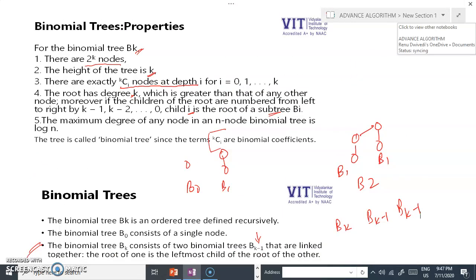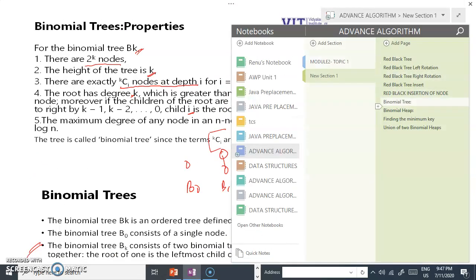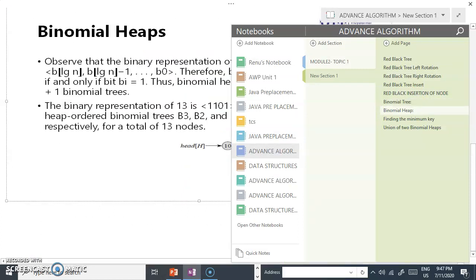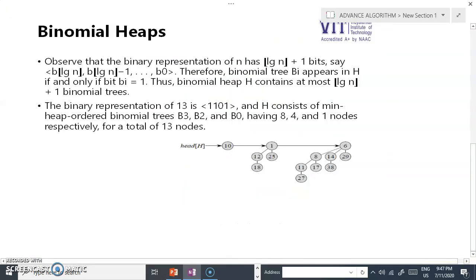Let me discuss a binomial heap with you. Now, what is a binomial heap? See, this is a binomial tree of order 0. Okay, now, what is this? A binomial tree of order 2. What is this? B3. Correct? Because why B3? Because it is a combination of two binomial trees of order 2. This is actually B2 and this is B2. So this will be B3.